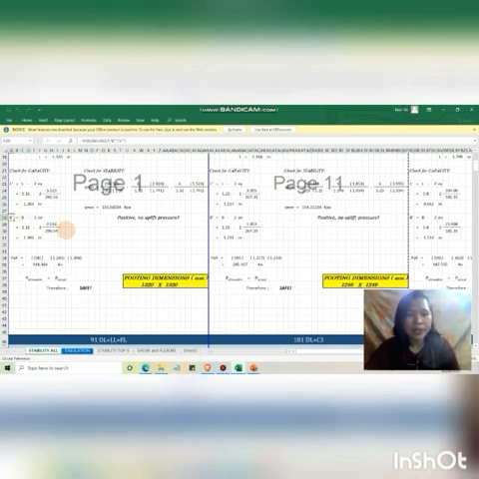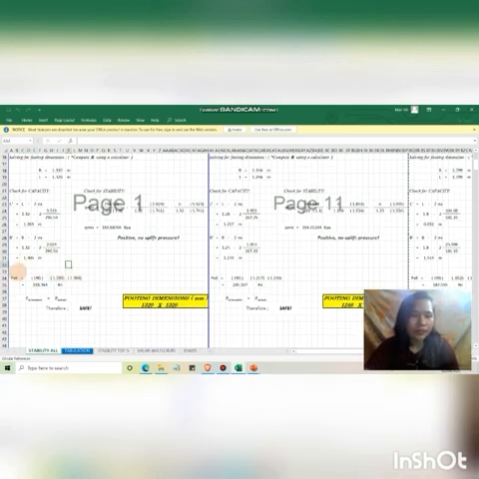Next, our effective base is equal to B minus 2EX. For our EX, we will have MX over P total. Substituting the values, we arrive at the answer of 1.306 for our base prime, or effective base.